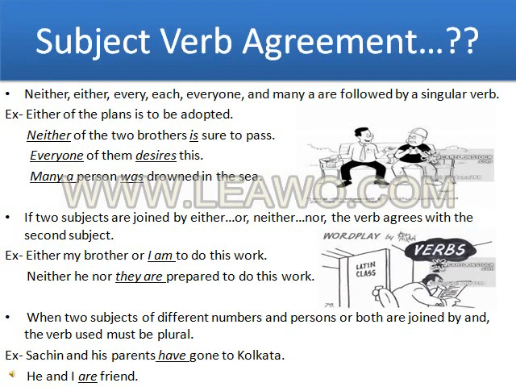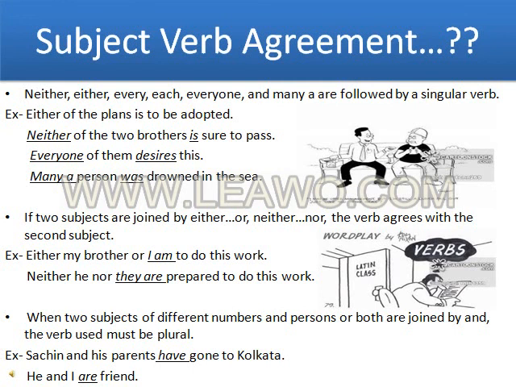Next, when two subjects are joined by "either or" and "neither nor", the verb agrees with the second subject. When a sentence begins with "either or" or "neither nor", we have to use the verb according to the second subject, the subject nearer to it. For example, "Either my brother or I am to do this." We used the verb "am" here because of "I", because "I" is the second subject, and as per the rule we go with the second subject. Second example, "Neither he nor they are prepared for this." I hope it's clear. "They" is plural, that's why the verb used here is also plural.